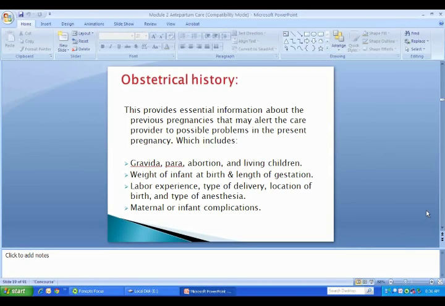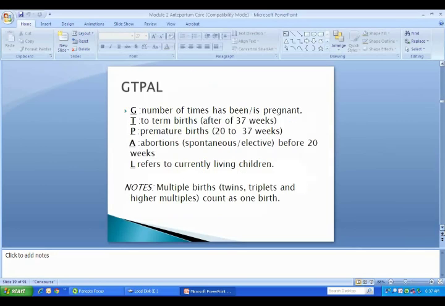What type of labor experience did she have? Does she have a history of having very long labors or very fast labors? And did we have any maternal or infant complications? Did she have pregnancy-induced hypertension in a past pregnancy? Was the infant preterm?